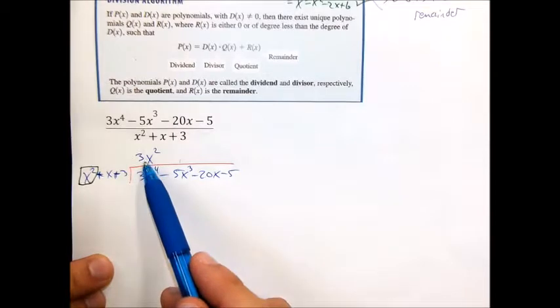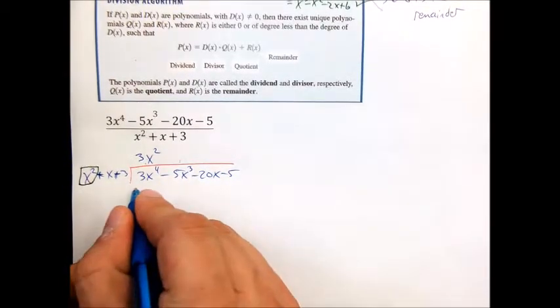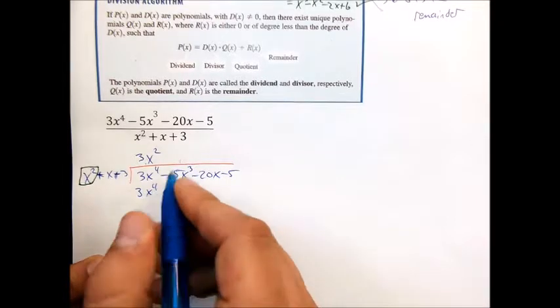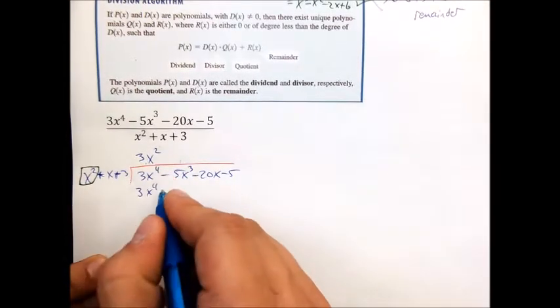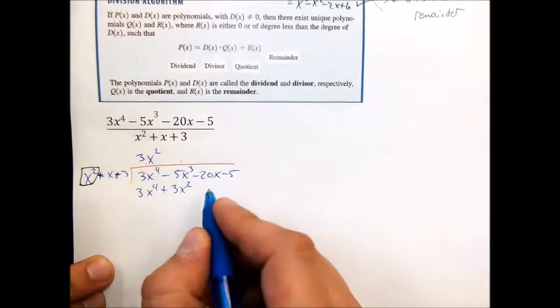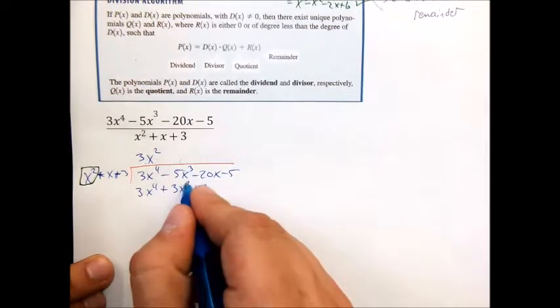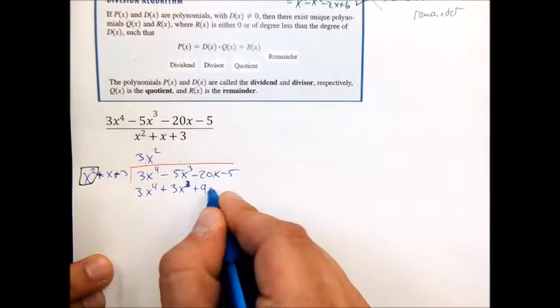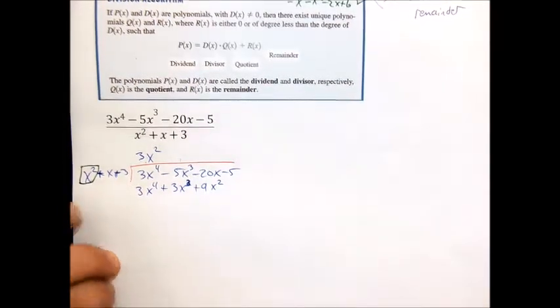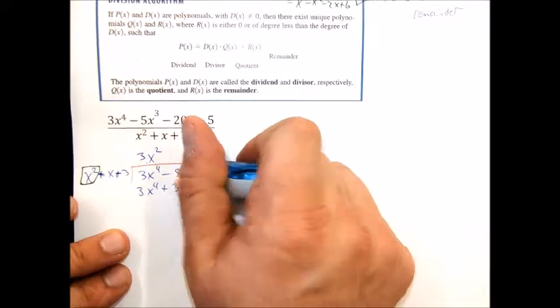At this point, we need to multiply this back through here, right? And so we get 3x to the 4th plus 3x squared plus 9x. I'm sorry, that would be cubed. 3x cubed plus 9x squared. Let me just change that. That's a cubed, not a squared.